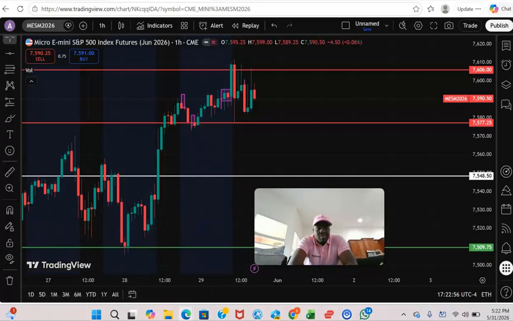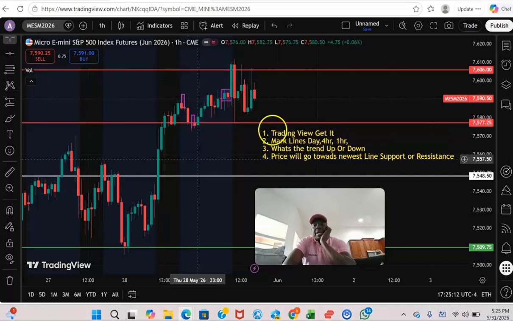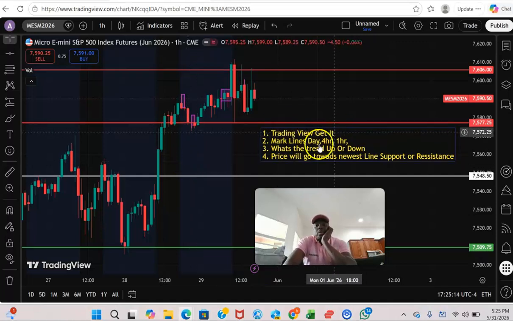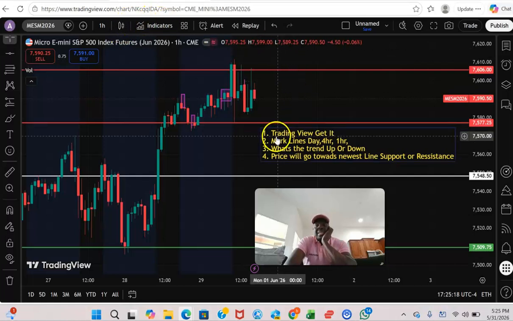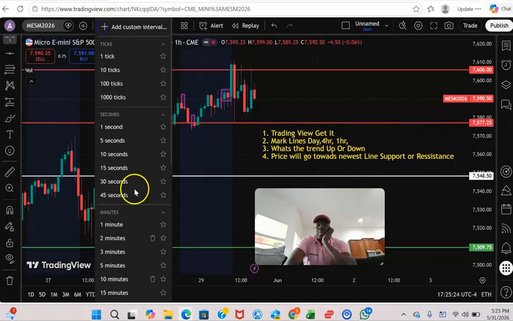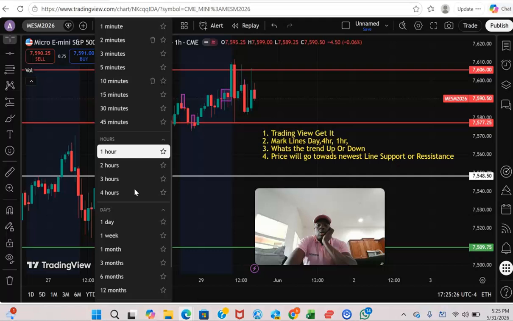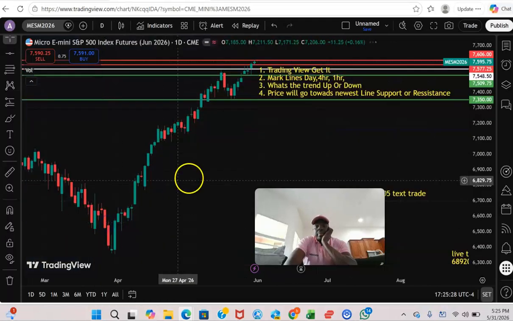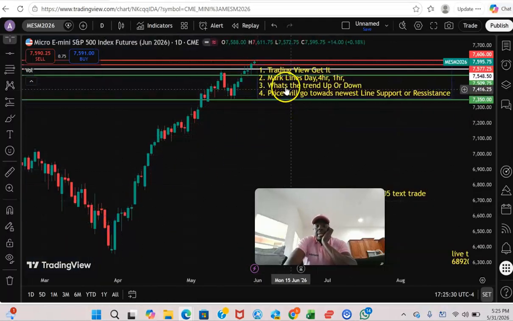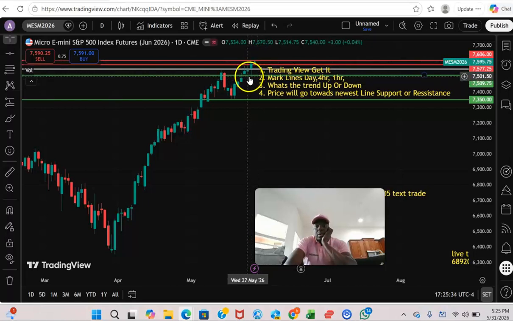Okay, first thing you need is to get the software TradingView. Second, mark lines: the day, the 4 hour, and the 1 hour. So if I go back here, I go to the day. See, 1 day. I marked, see, this is 3 days. 1, 2, 3. I marked the support in green, the resistance in red.